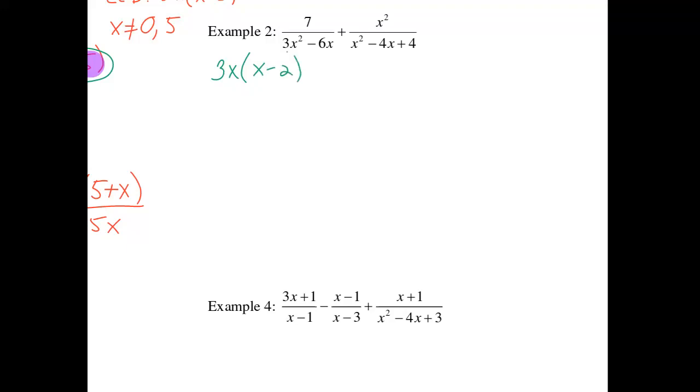And then for our other denominator, we have 3 terms. No GCF here, but that means we have to work with trinomials. So on the top, we'll have a 4. The bottom will be a negative 4. Two numbers that multiply to 4 but add to negative 4, negative 2 and 2. And now we can rewrite the trinomial using these two numbers we just found. So x squared minus 2x again, plus 4.